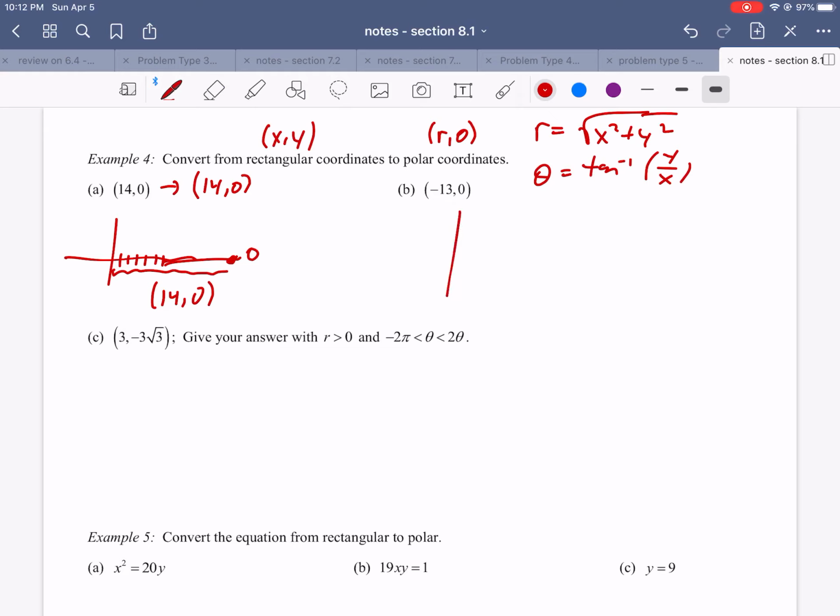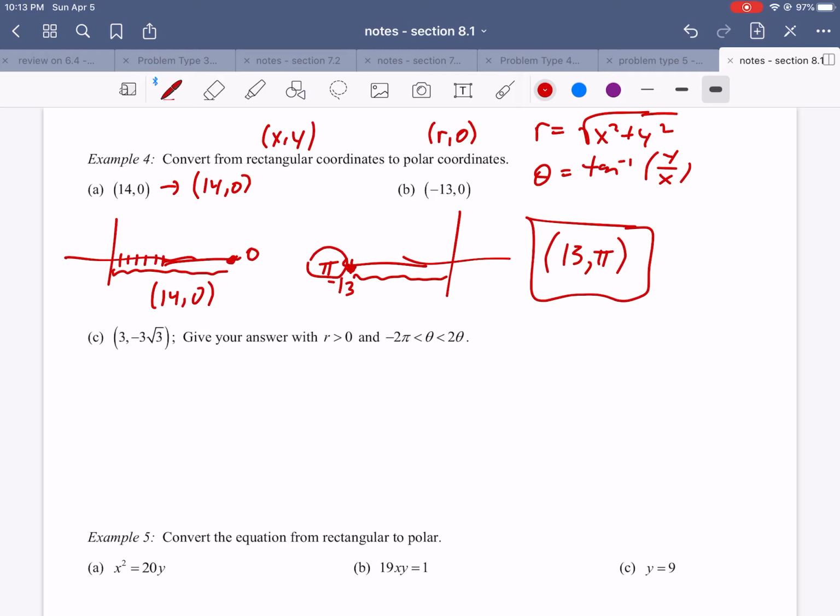Okay, negative 13 and 0. Negative 13 would be over this direction. And so this time that distance, if we want to give it a positive radius, would be 13. And then what angle would this be right here? Well, that would be pi, right? So we're going to put pi as our angle. And so this point is going to have the polar coordinates 13 and pi.